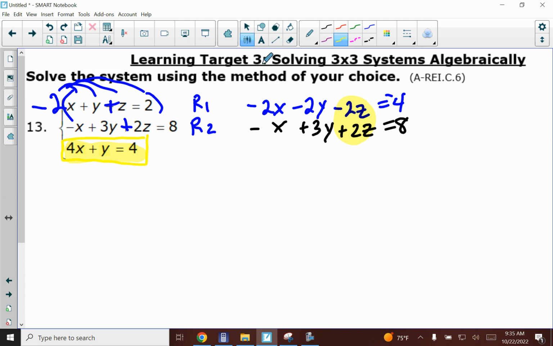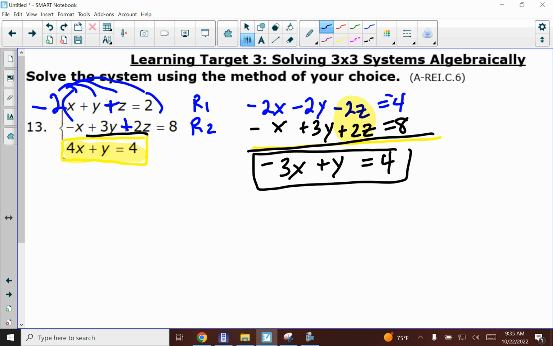I'm trying to do it the shortest, fastest, easiest way that I know. We use black instead. So I'm going to end up with negative 3x plus y equals 4. So now what I have are 2 problems that only have x's and y's. So I'm going to create a system with those 2. I'm going to put these together: 4x plus y equals 4, and then negative 3x plus y equals 4.